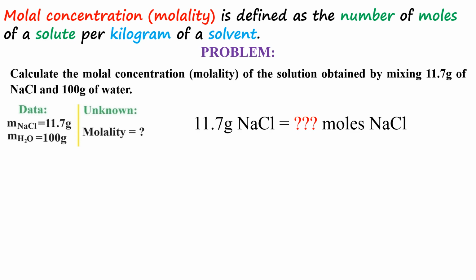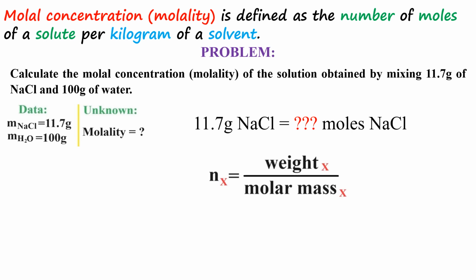Molality is the number of moles of solute in 1 kilogram of solvent. In this problem, we are given the weight of sodium chloride, so we need to convert it to moles. In other words, we need to calculate how many moles of sodium chloride constitute 11.7 grams of this salt. The number of moles of any substance, for example, of compound X, equals weight of compound X divided by the molar mass of this compound.